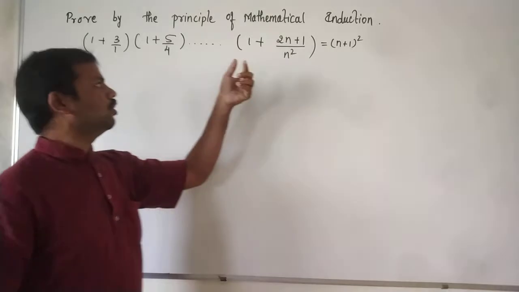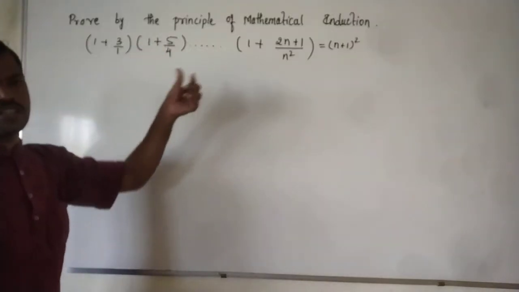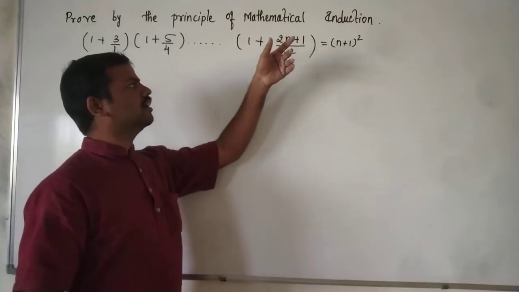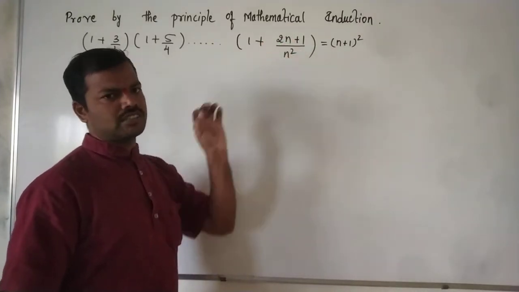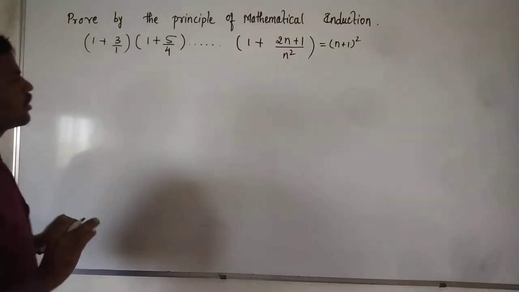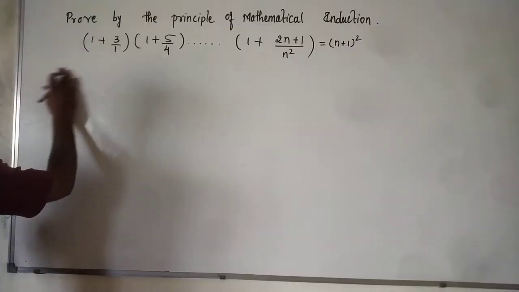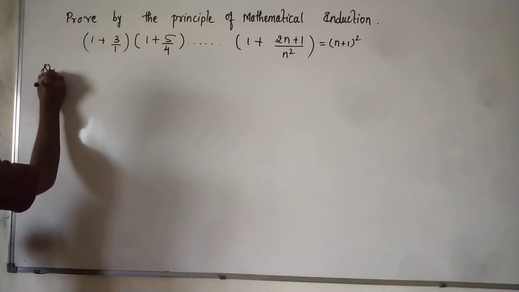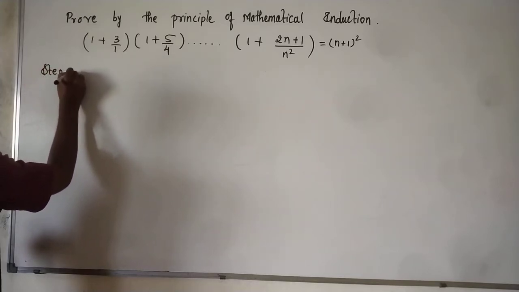But here, instead of adding, we have to multiply by the next term on both the sides. Why? Because they are in the product. For that reason, we have to multiply on both the sides by the next term. That is the only change in this problem. So, let me start with the result. The first step is step 1.